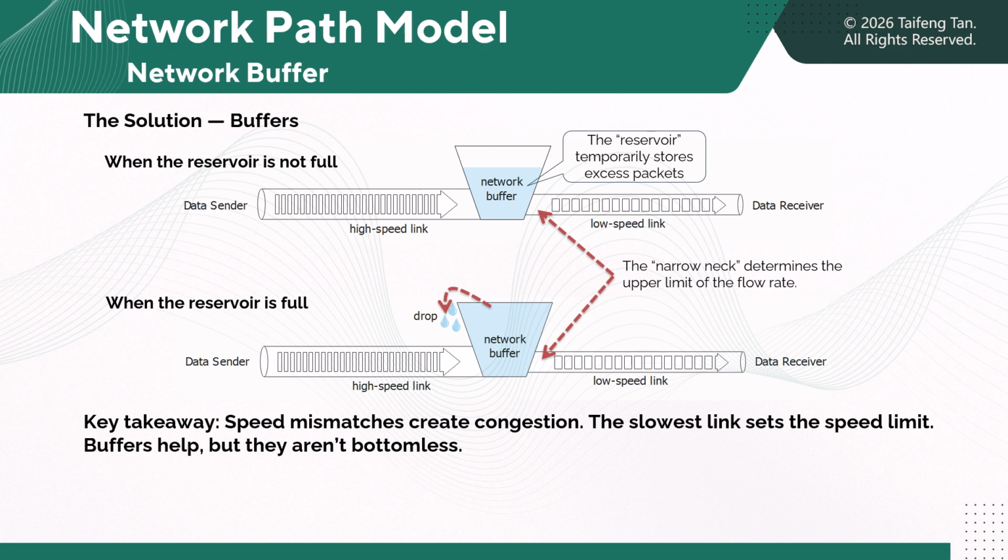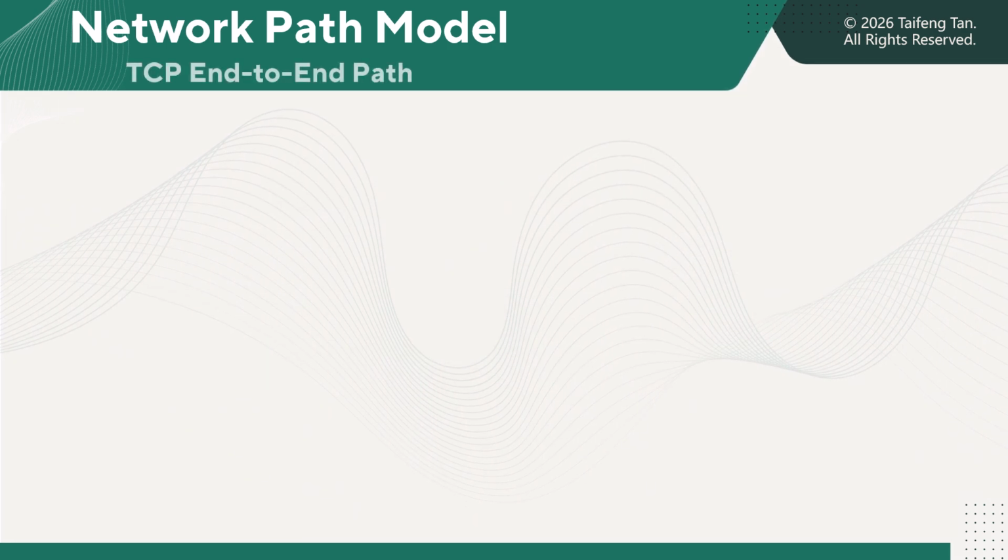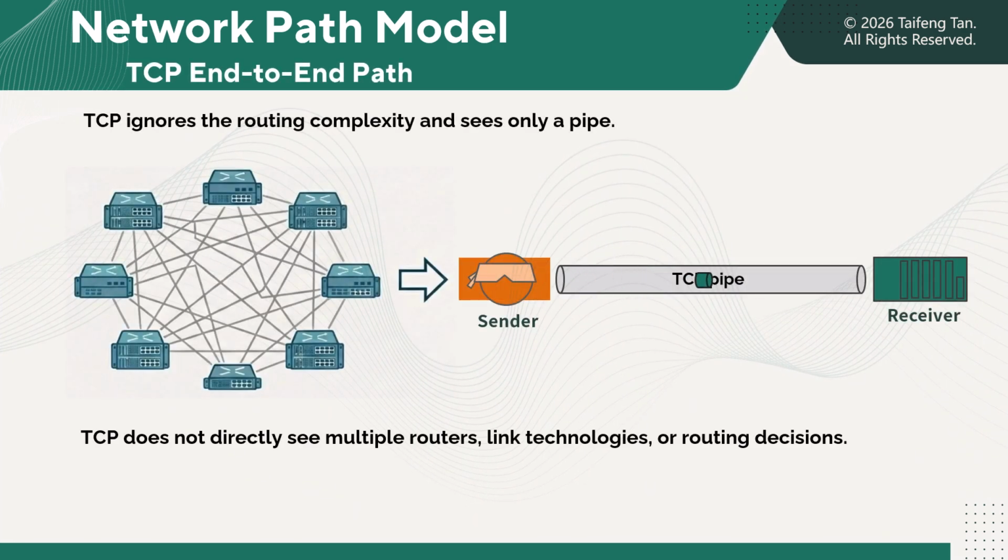Now let's shift perspective to the second part of our model. The network path model through TCP's eyes. A real network path might have dozens of routers, links, and different speeds. But TCP doesn't need to understand all that internal complexity. Instead, TCP effectively treats the entire path as a single pipe.